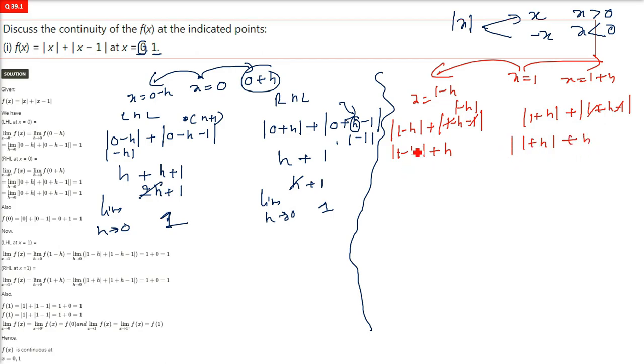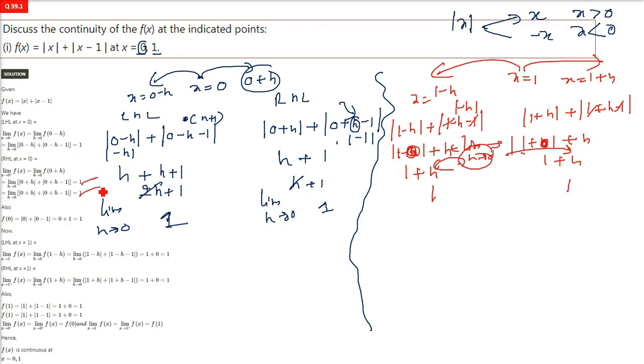So now just apply the limit. H is 0. Mod 1 is 1 only. So 1 plus h, h is 0. Mod 1 is 1 only. I am applying limit h tends to 0 both the sides. So mod 1 is 1 only, 1 plus h. Now apply the limit h tends to 0. It will be left hand side, it is going to be 1, right hand side also 1.